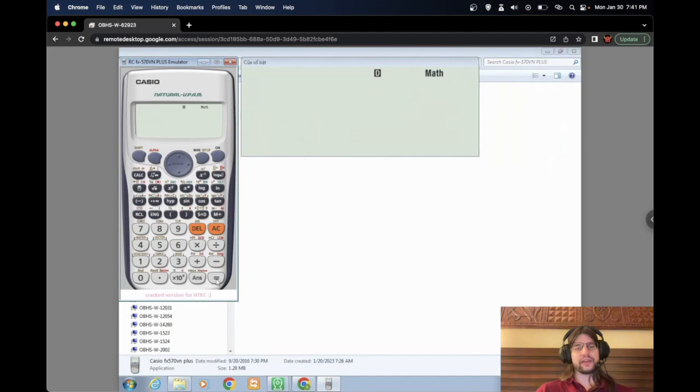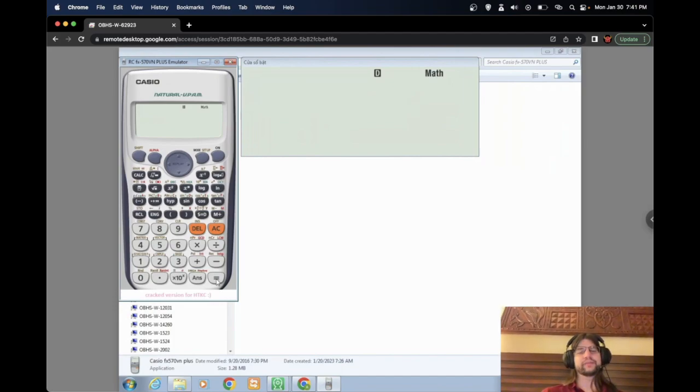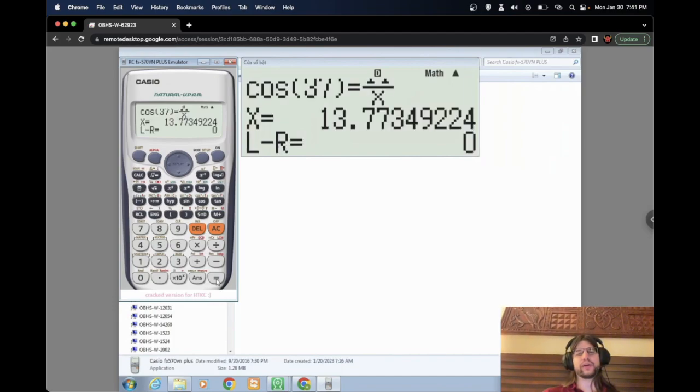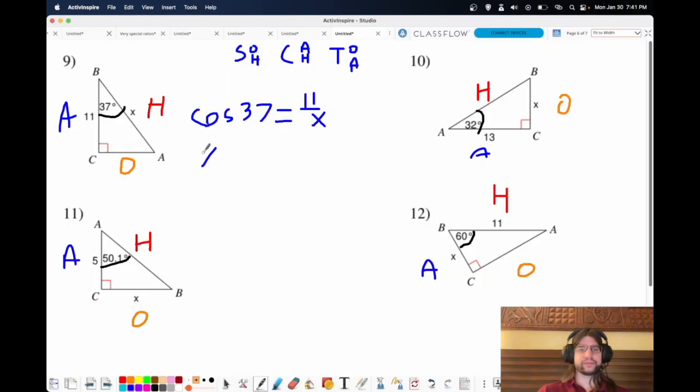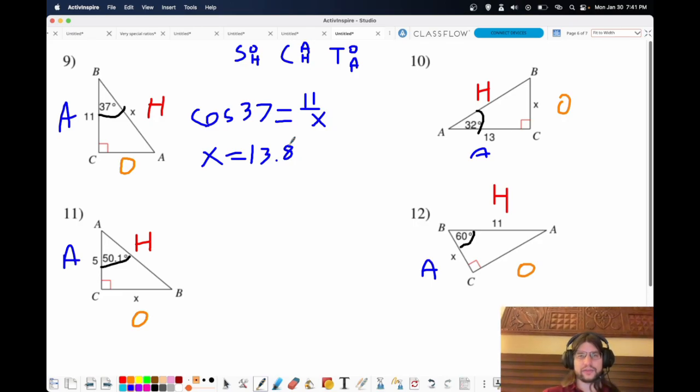And it thinks until it stops thinking. Be patient. Oh, there we go. 13.8. Call it a day. It's 13.77. We're rounding to the tenths place, so the next number's bigger than 5. That's going up to an 8. 13.8. X equals 13.8. Done. That's all there is to it.